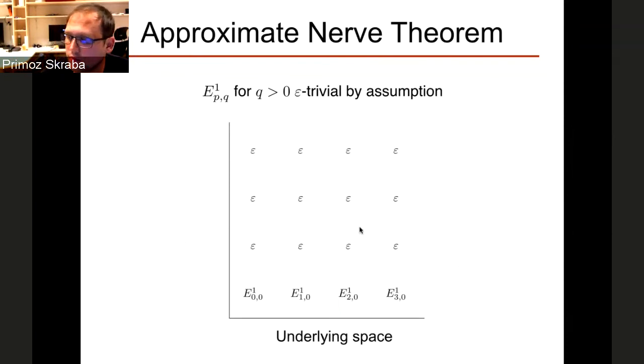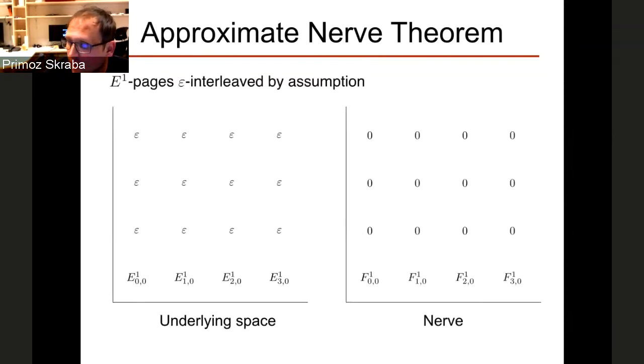And if I'm also going to look at the E1 page of the nerve, which, remember, assumes that it's a good cover, so we can put zeros here. And each of these pieces is epsilon interleaved. These are trivially epsilon interleaved, but these are epsilon interleaved by assumption.